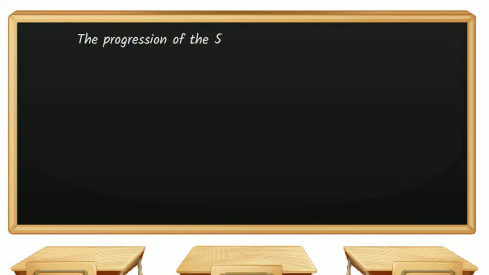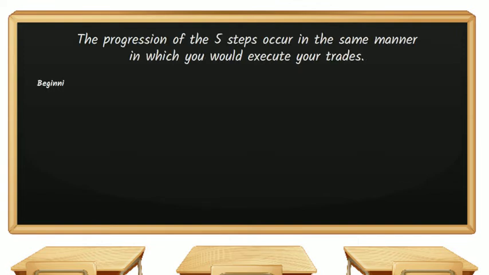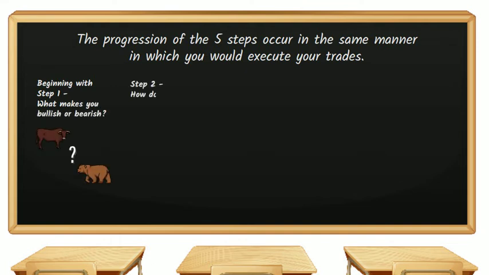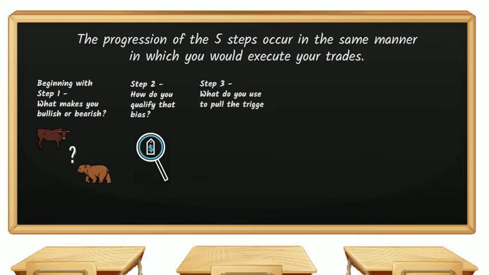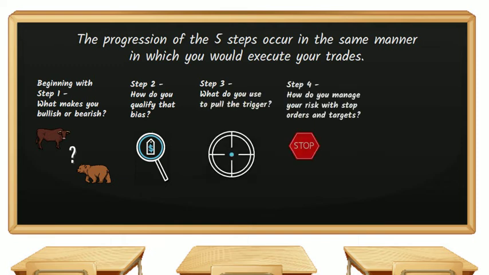The progression of the 5 steps occur in the same manner in which you would execute your trades. Beginning with step 1, what makes you bullish or bearish? Step 2, how do you qualify that bias? Step 3, what do you use to pull the trigger? Step 4, how do you manage your risk with stop orders and targets? And step 5, psychological tools to keep you performing at your best.